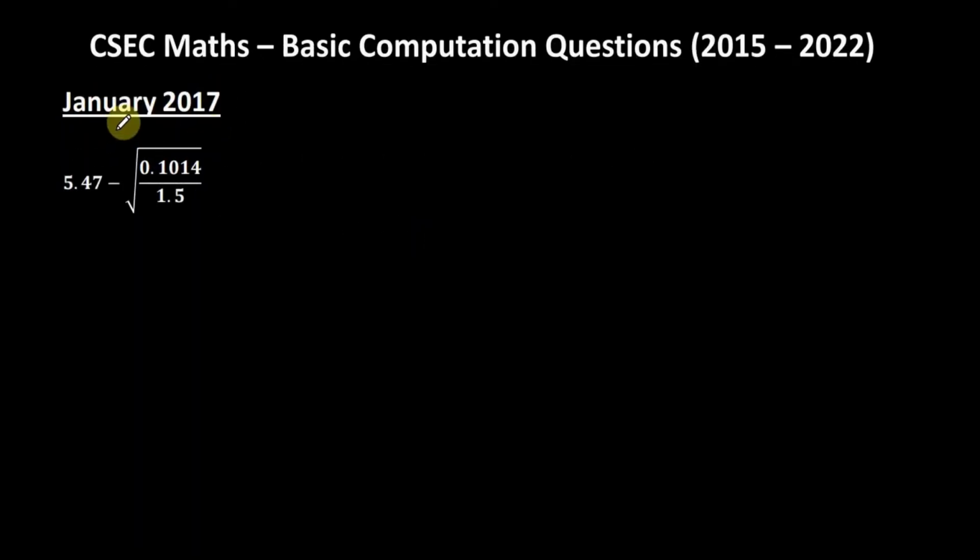So now we're looking at the question that was given on the January 2017 paper, and it reads 5.47 minus the square root of 0.1014 divided by 1.5. All right, and again, these questions usually don't be worth a whole lot, so we can definitely use our calculator to help us.